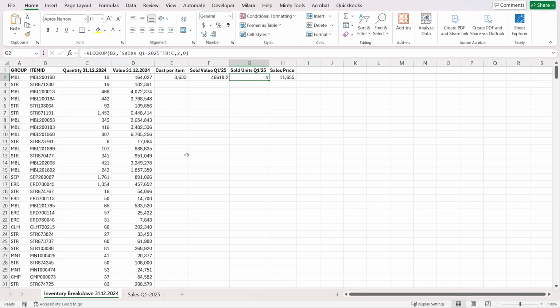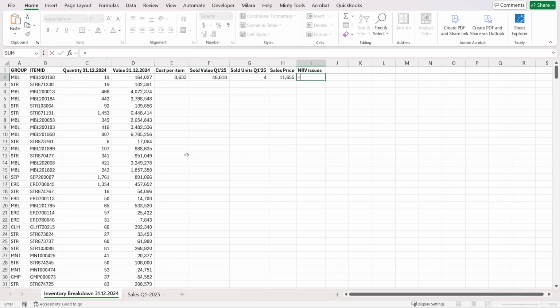You can immediately see that this sales price is more than the cost per item, which means that we're still able to realize this item at a value that's above its cost. So it's okay, it doesn't need to be written down. There's no indication of the value being below what we have on the books. Now we're going to see if we have any NRV issues.